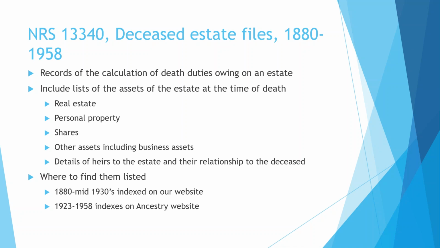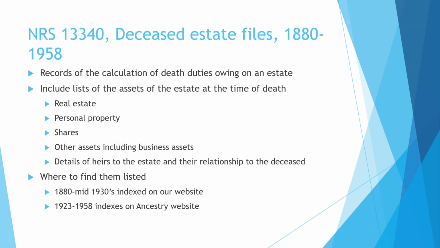So everything's listed: the knives, the forks, the cutlery, the lino, the curtains, the furniture, the real estate, the personal property, the shares, everything. And so they can give you quite an insight into both what a person owned at the time of their death, but also how they furnished their houses and the quality of the furnishings therein. So fascinating, fascinating records. And the deceased estate files will also tell you who the heirs of the estate were and what their relationship to the deceased was. So were they the wife, the husband, the children, the nephews, the friends, who they were.